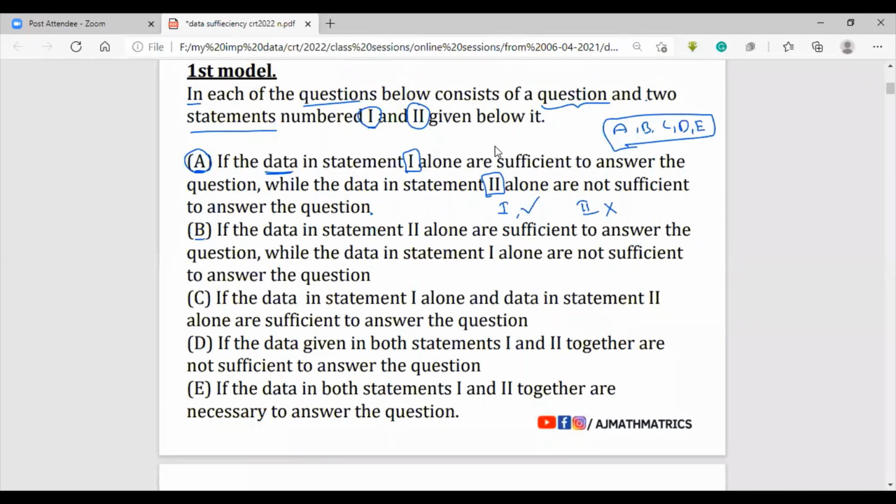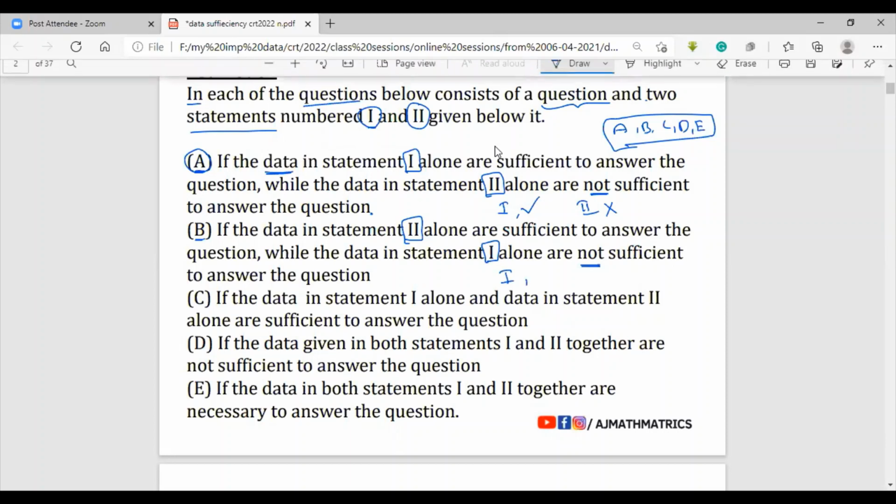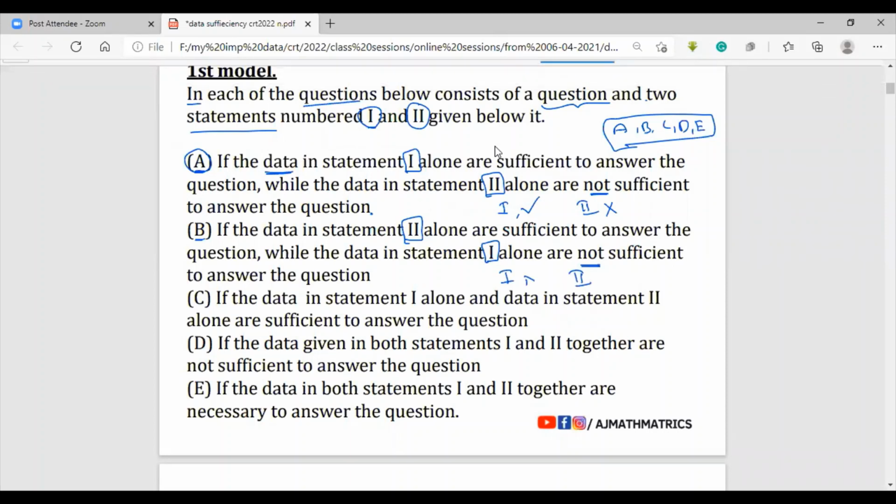Now when you pick B as your option, it means the data in statement 2 alone is sufficient to answer the question, and the data in statement 1 alone is not sufficient to answer the question. So when you pick B as your option, you are again telling two things: 1 alone is not sufficient, 2 alone is sufficient. By picking one option, you are telling two things.